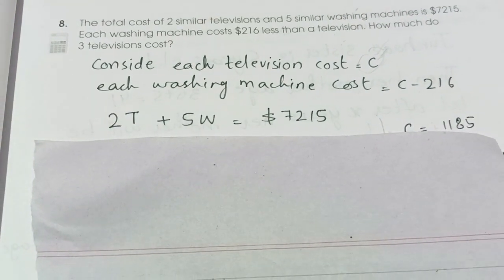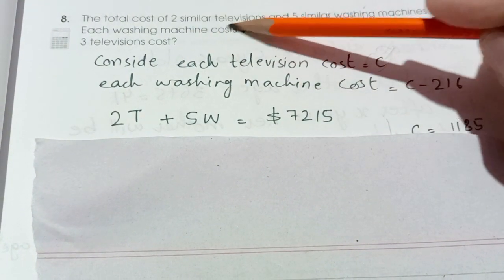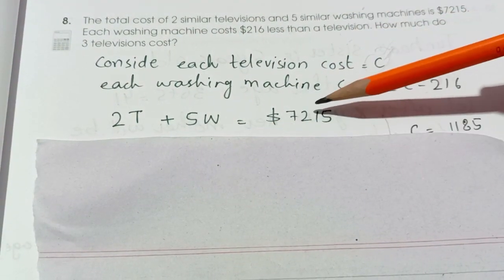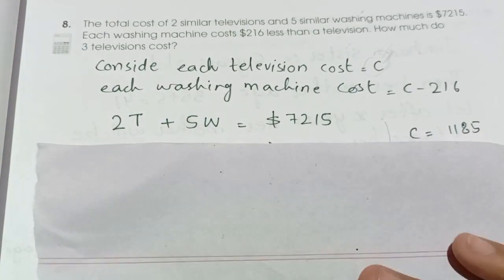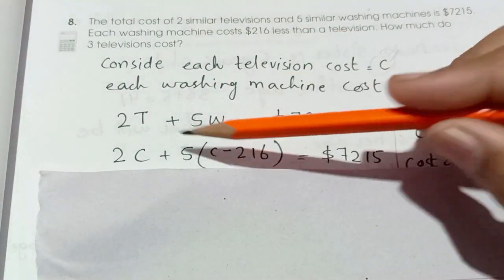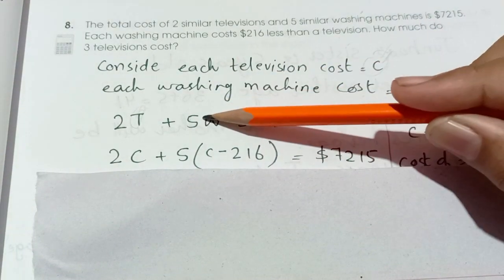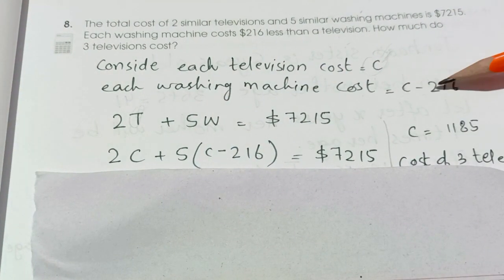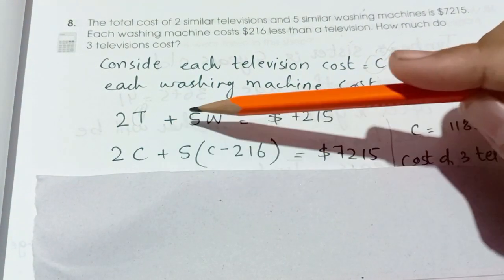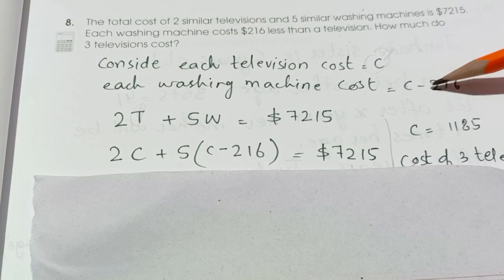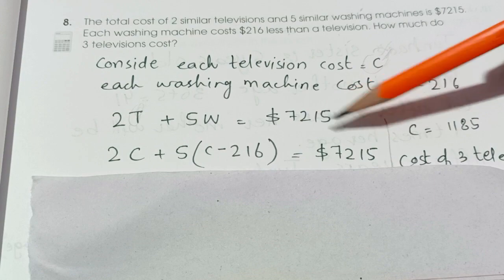Now we have 2T, it means 2 televisions, and 5 washing machines. 2 televisions and 5 washing machines is equal to $7,215. So the value of the television is C, and 5W, the value of the washing machine, is C minus 216. So we put the values: 2C plus 5 times C minus 216, and this will remain the same.